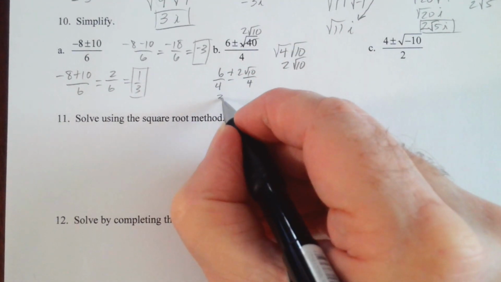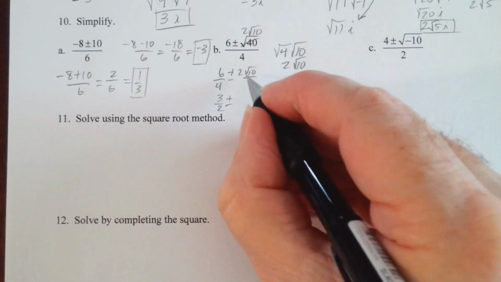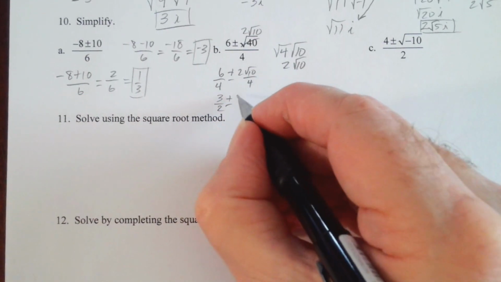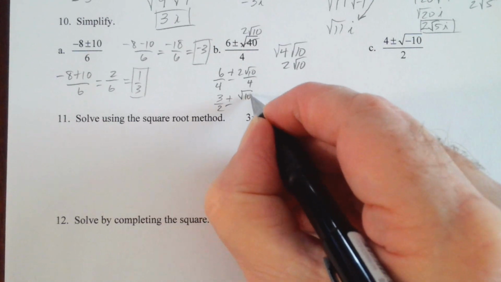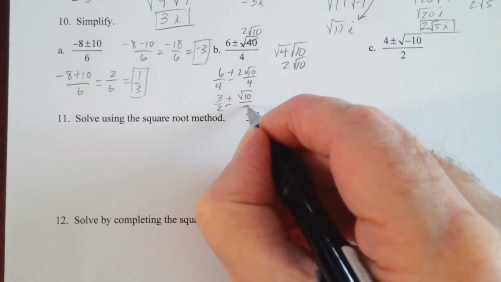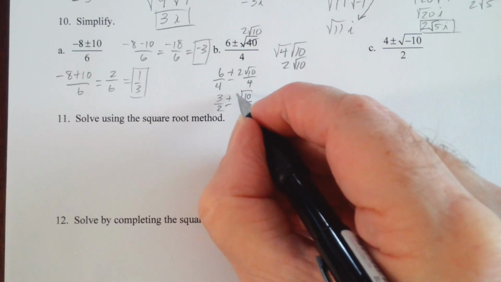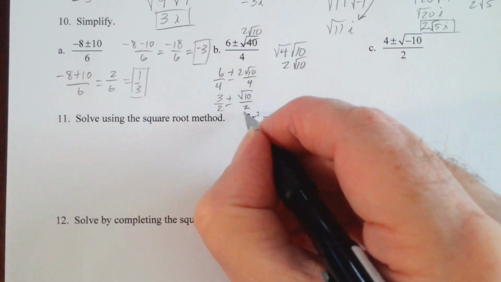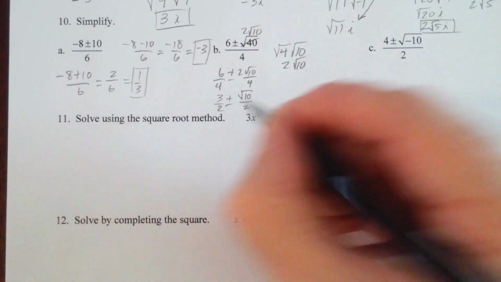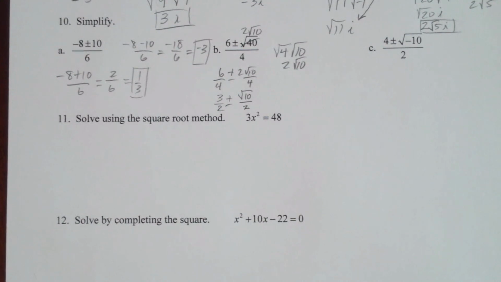So that'll be 3 halves, plus or minus, it's really 1/2 here, but you don't really need to write the 1 in the numerator. So this is a 1, right? So 2/4 reduces to 1/2, but you can write the 1 there or not. Normally we just leave it like that.